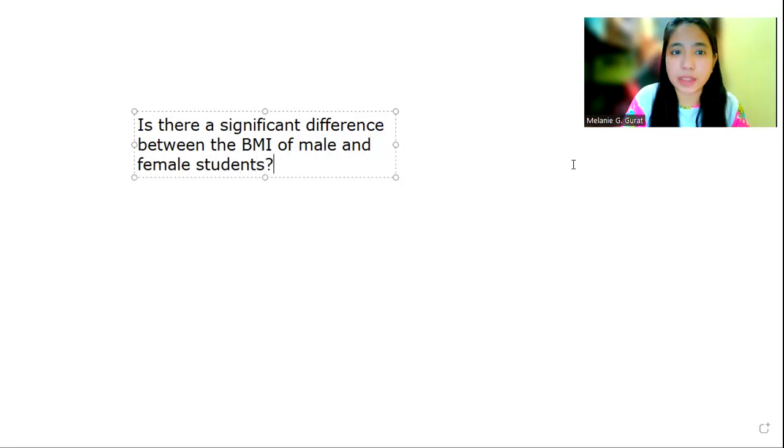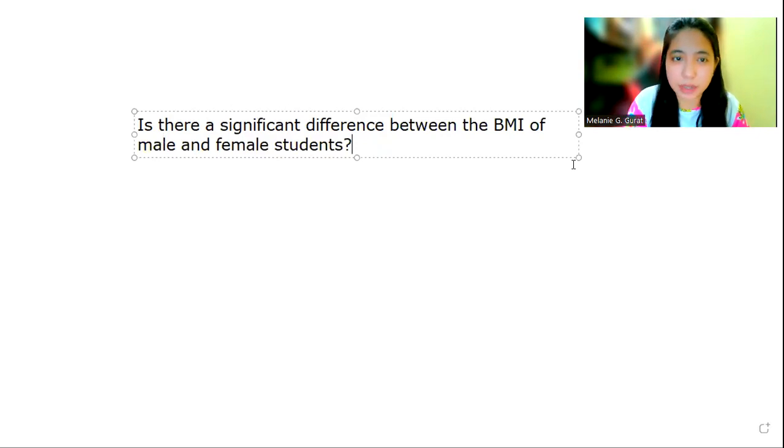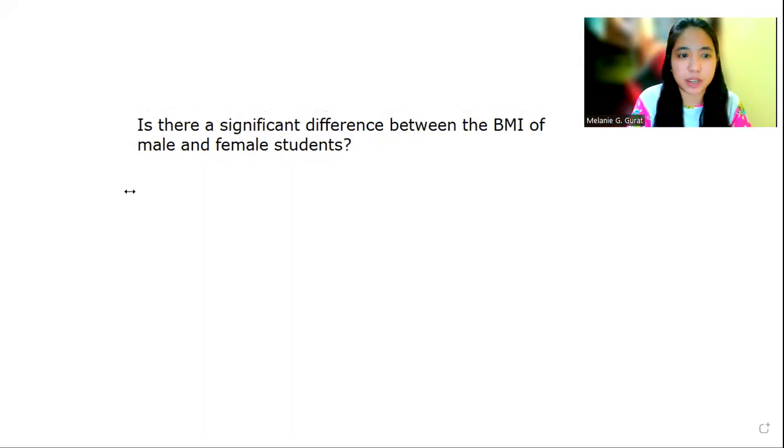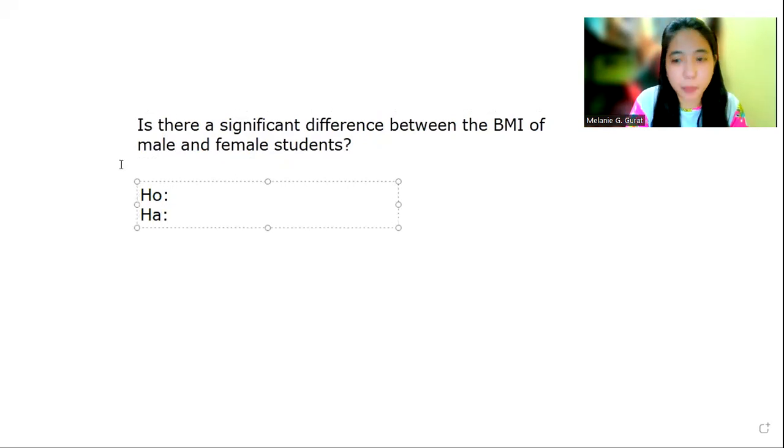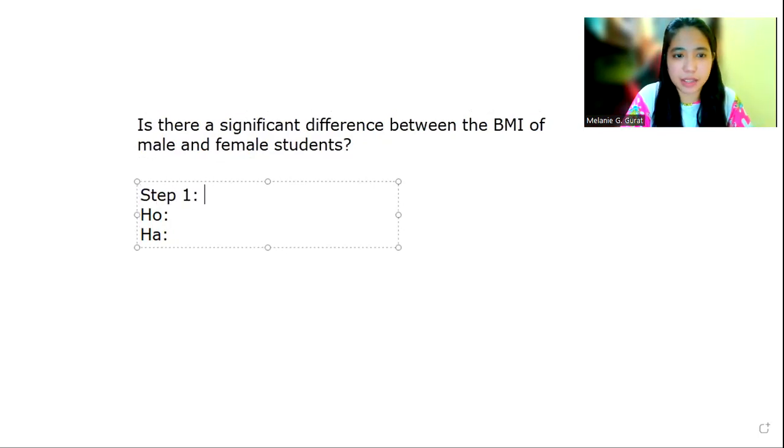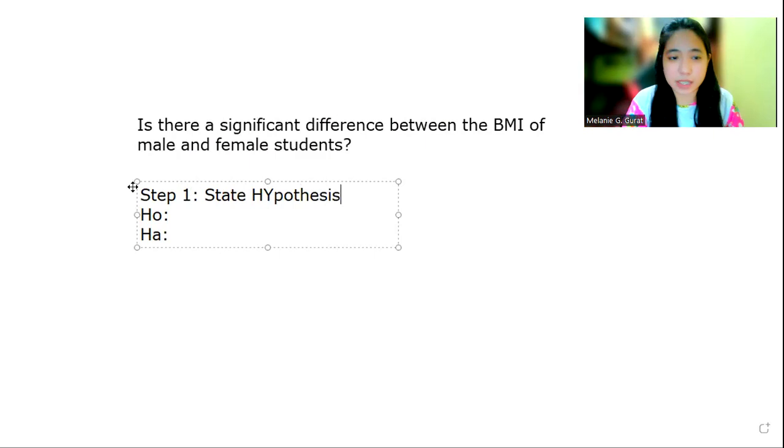So we know that this problem is a comparison. And when we are, of course, using hypothesis testing to solve this, we need first to state what is the HO of our problem and what is our HA. So step one is to state the null hypothesis and the alternative hypothesis. We will use symbols.